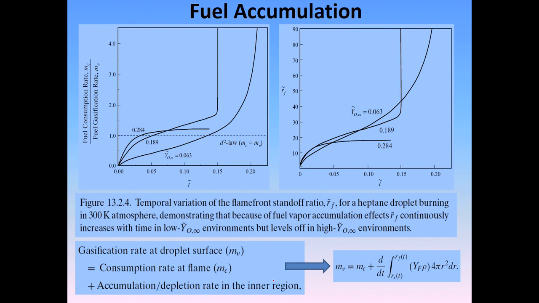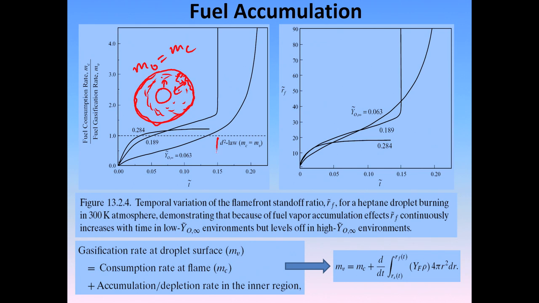This is another important slide, where we want to bring forward one key factor. Remember, we said that mV is equal to mc. We said that whatever is vaporized goes towards burning. That is what we said when we derived the d square law, but in reality that is not the case. If you recall the droplet graph, this is the flame front, this is the inner region. The fuel that vaporizes from here can accumulate in this region, and not all of it is consumed at the flame front. So, there can be an accumulation.